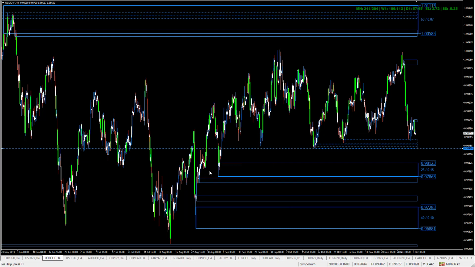We didn't really move quickly away, which tells me that there's not a lot of interest to buy here, or there wasn't until this happened here. This is fresh demand. Okay, price left, moved back into this area, we left, and now we're looking to return to it. We have this area here which I like. Price came down, we moved sideways for a little bit, and then we left.